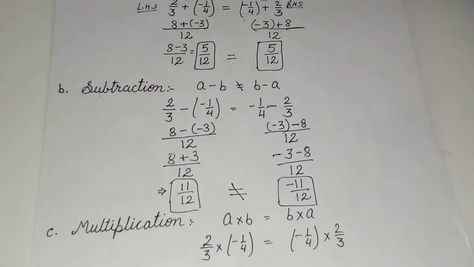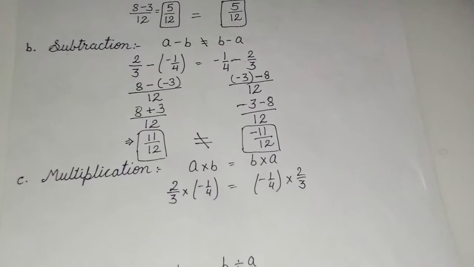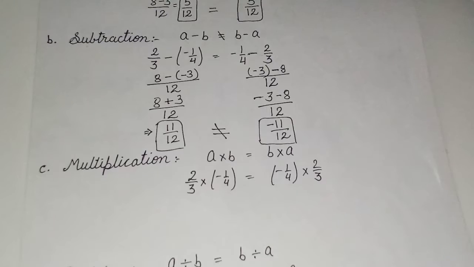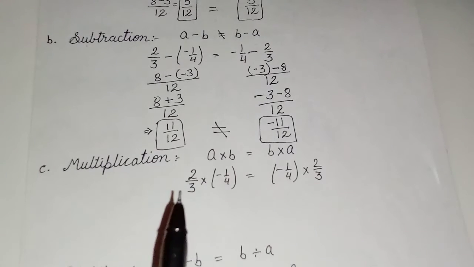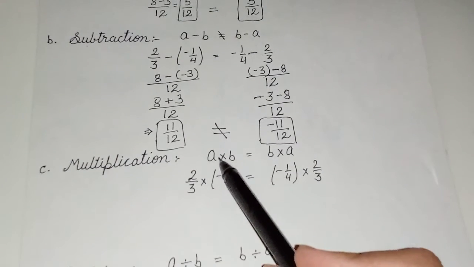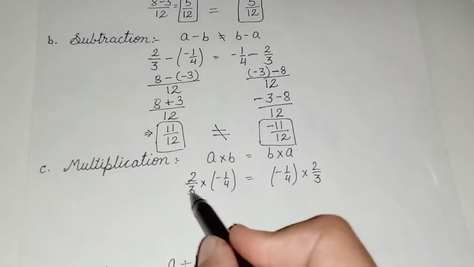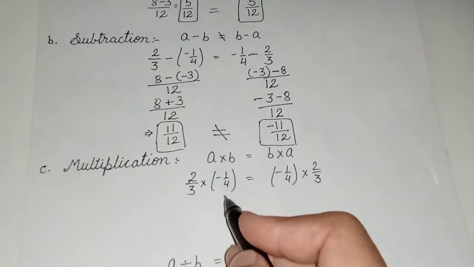Clear? Now we'll see this property in case of multiplication. We will see whether we can multiply the rational numbers in any order or not. It is possible in addition, not possible in subtraction. We can't change the order of the rational numbers in subtraction. Now let us see whether changing of order is possible in multiplication or not. So we have to check here whether A into B is equal to B into A or not. So the two rational numbers we have taken here, we will see their product in changing order.